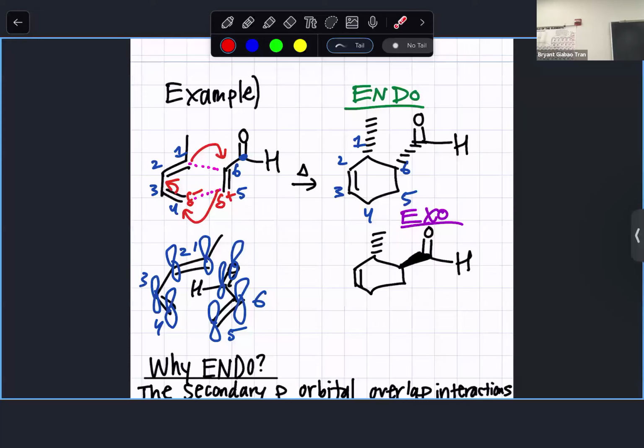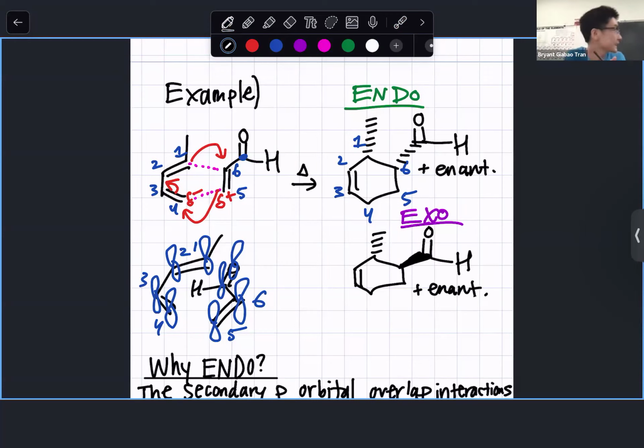Right? These would have plus enantiomers. Plus, because both of them, this one could have been both wedges as well. Plus enantiomer. Plus enantiomer. If there was a pre-existing center somewhere, like a pre-existing chiral center, then there would be diastereomers.